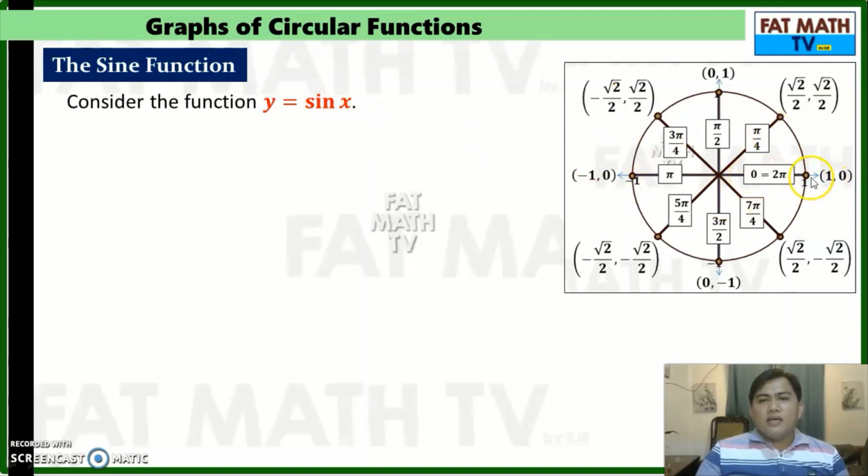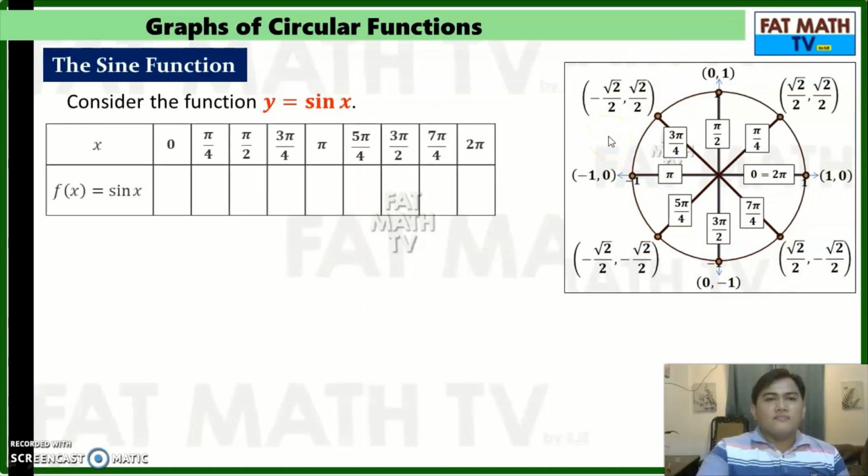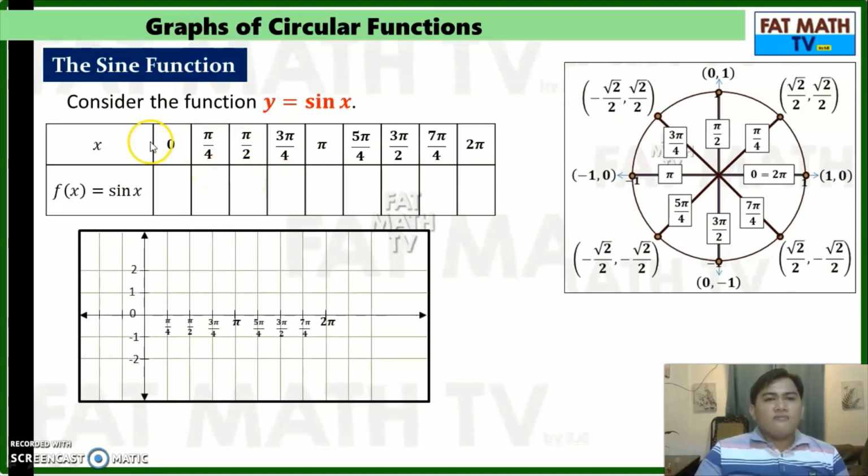So for example, here, the sine of 0 is 0. So we will be having the y coordinates here for the values of the sine of the angle. Okay, so in order for us to graph and observe the behavior of this function, we need to graph it first. So for us to graph, we need to give values of x and then solve for the y value corresponding to the x.